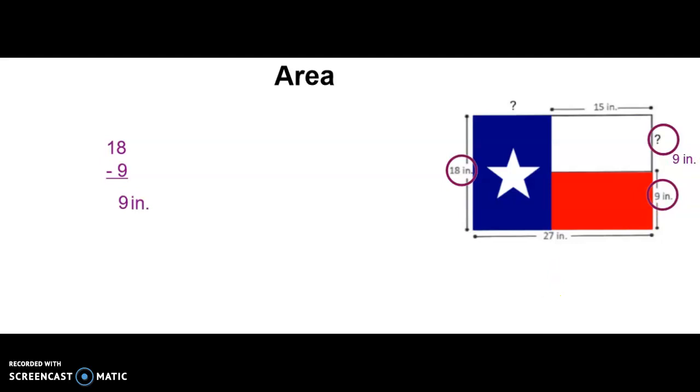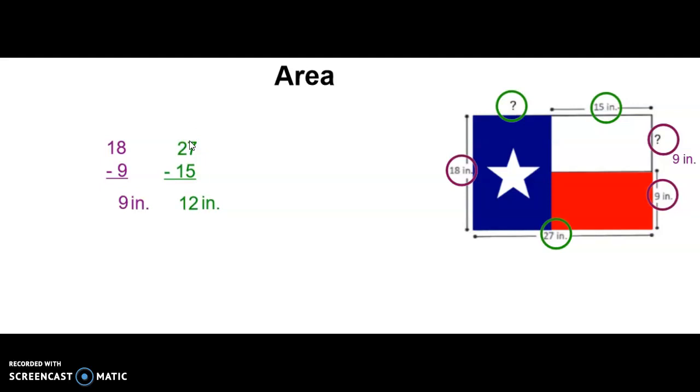Okay, now let's do the question mark up here above the blue. Okay, this one's going horizontal, left and right. So we're going to find the other horizontal lines, the 27 and the 15. And just like we did with the purple circles, we're going to subtract those. So 27 minus 15 equals 12 inches. So the difference in those two is 12 inches.